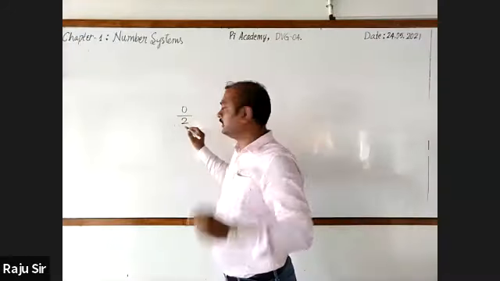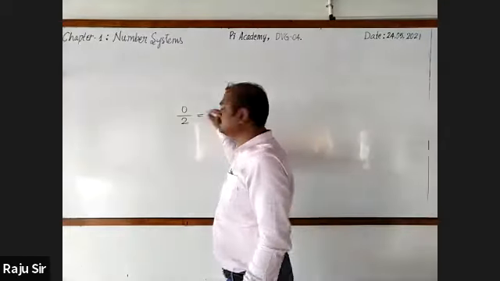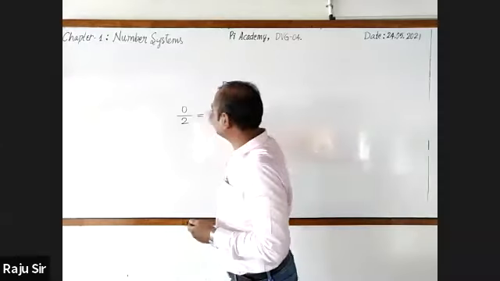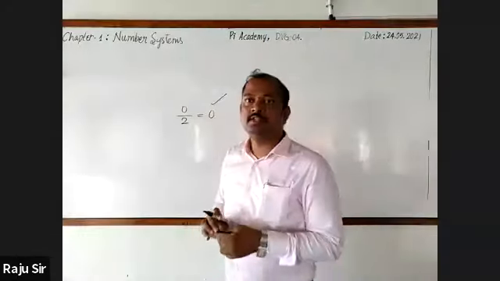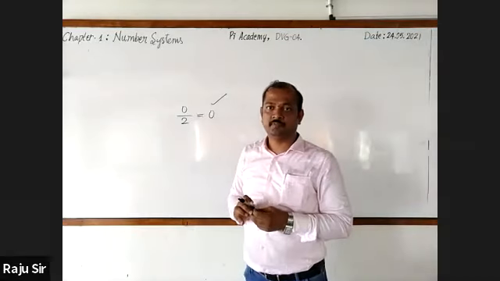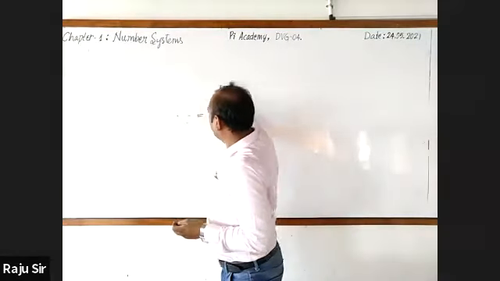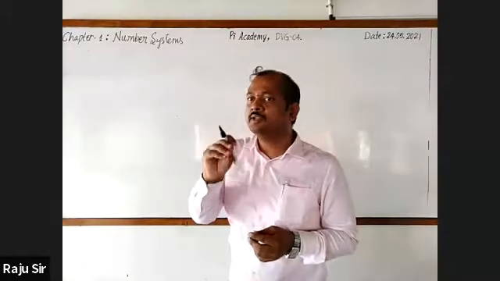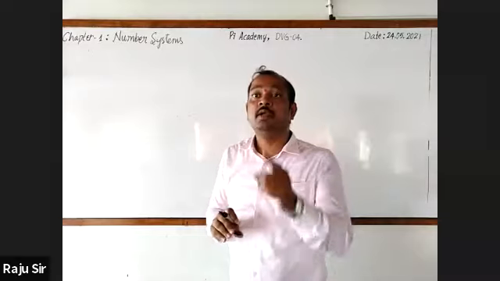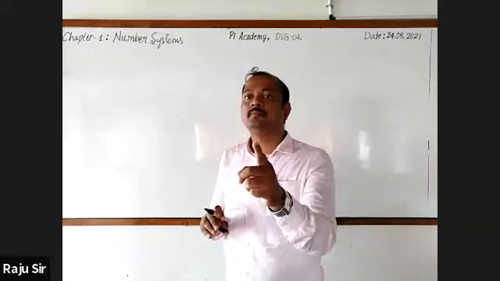Wait, I'll clarify. 0 divided by 2 is 0 only. See that it is also a number which is divisible by 2. Hence it is even. And Manya, you said that 0 is neither even nor odd. That statement is not correct. I'll tell you why 0 is to be considered as even. And one more thing you must remember.